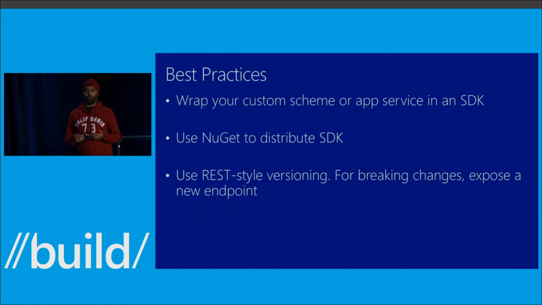When you want other people to deep link into your app or call app services in your app, it's a good idea to wrap all that code that opens the app service connection and sends messages and receives messages, or code that launches an app for results. It's a good idea to wrap all that code in an SDK, which could just be a DLL that you hand other people.